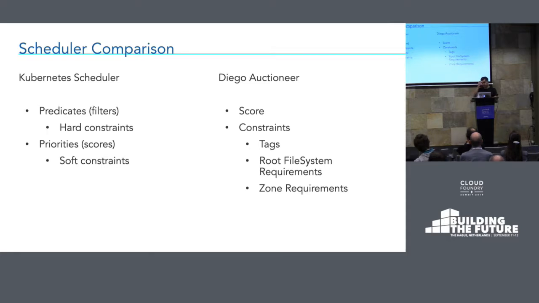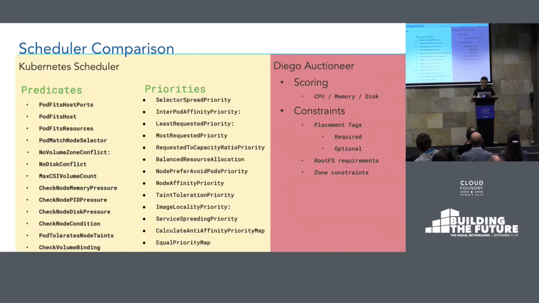And then Diego also has some constraints. For example, the root file system constraint, which, in a Diego world and in a Kubernetes world, is a hard constraint. Essentially, if your application needs particular file system requirements, then the scheduler makes sure that your application actually ends up on that particular node.